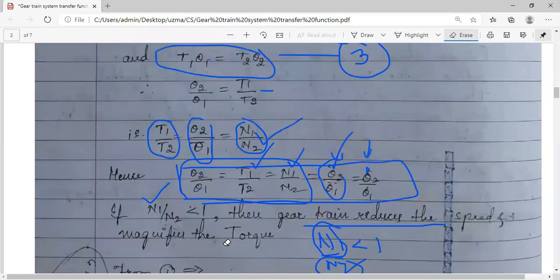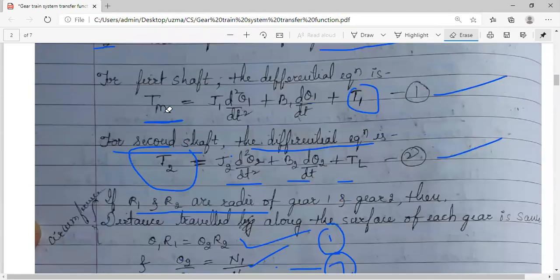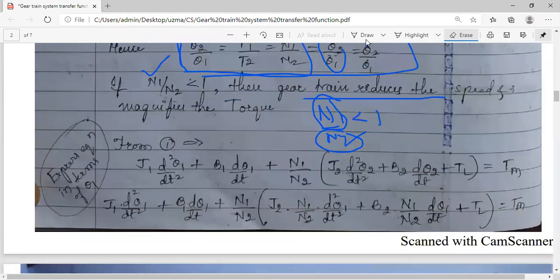If that is the case, let me just take equation 1. What is equation 1? It is for torque Tm. From the motor, what torque we are getting, that Tm is equal to this: J1 plus B1 plus torque 1. This is for shaft 1. So from that equation, what further we can write is J1, this is as it is, and B1, this is as it is. Now I have replaced this. Let's see how I have replaced this.